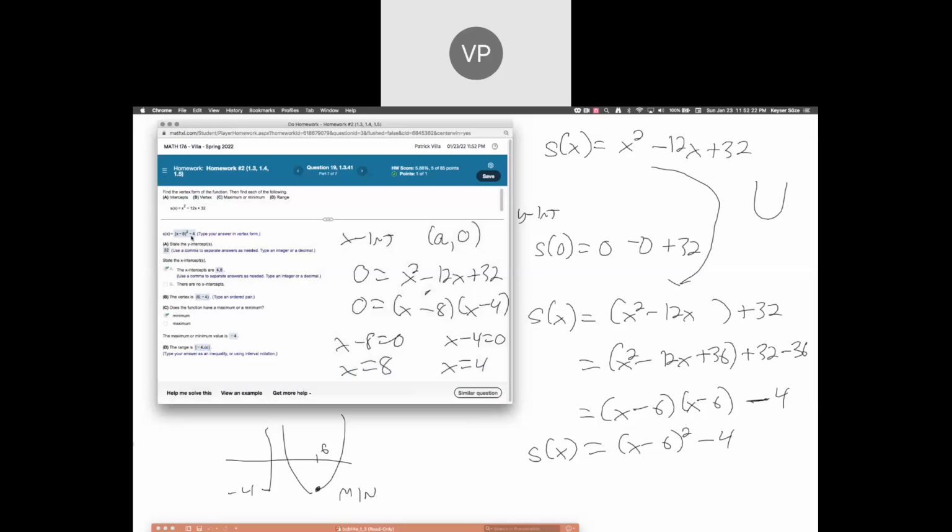I got a little shaky in the beginning because I read the problem wrong and I messed up something over here. But here's all the parts. Lots of steps on this one, but that's the process. So pause that if you need to look a little more. If not, I'm going to go on to the next one.